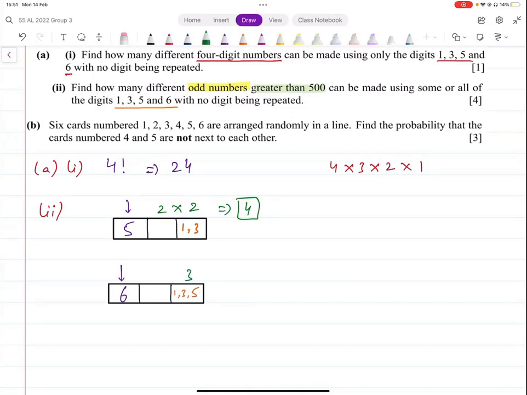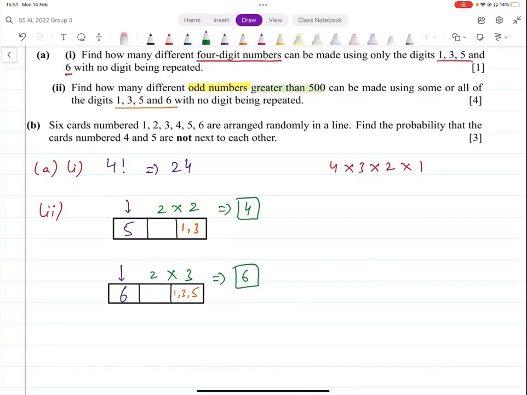Once we have filled this box, baki kitne numbers reh jayenge? 2 reh jayenge, so we can fill the second box, the middle box, in 2 ways. We've got 2 for that. That's 2 into 3, and that gives us 6 possible ways for filling this.